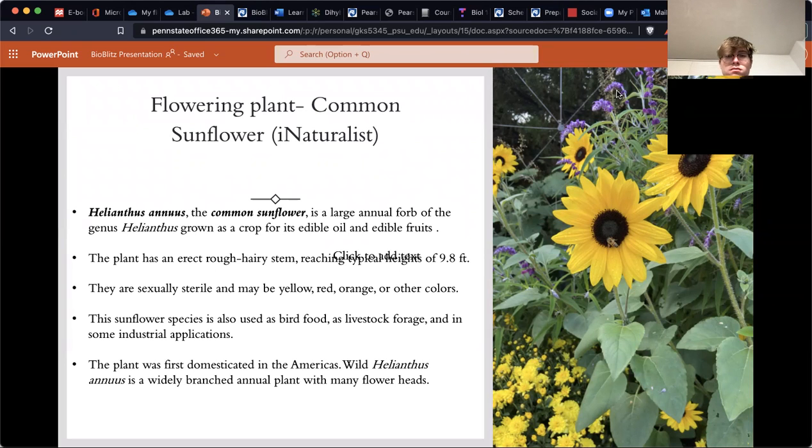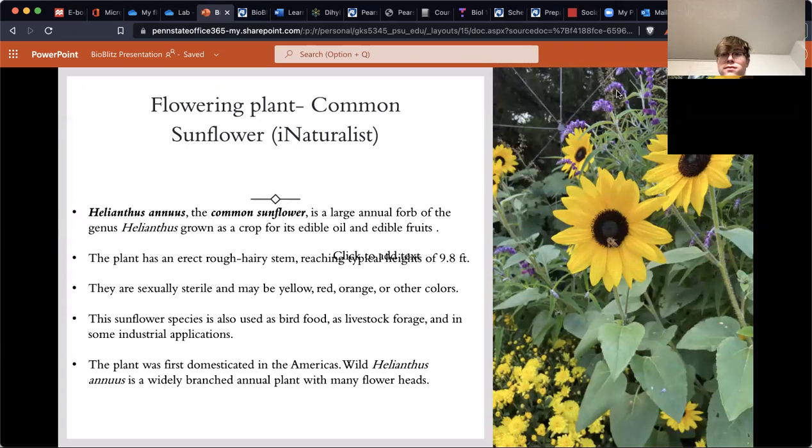The sunflower usually grows up to 9.8 feet. They're sexually sterile, so they reproduce through pollination. We have just identified the yellow one, but they come in many other colors like red and orange.